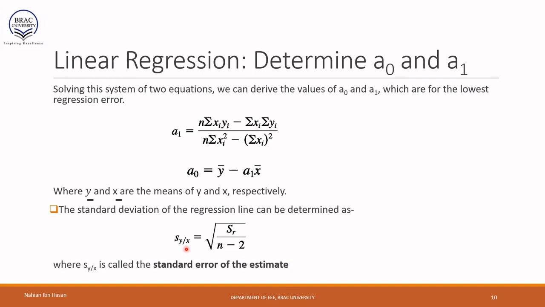So if we fit two curves, for the first one we get SYX1, for the second curve we get SYX2, whichever is lower, that's the best fit curve. So we need to minimize this term also. Since we are minimizing this SR term, this SYX, the standard error term, is also automatically minimized.